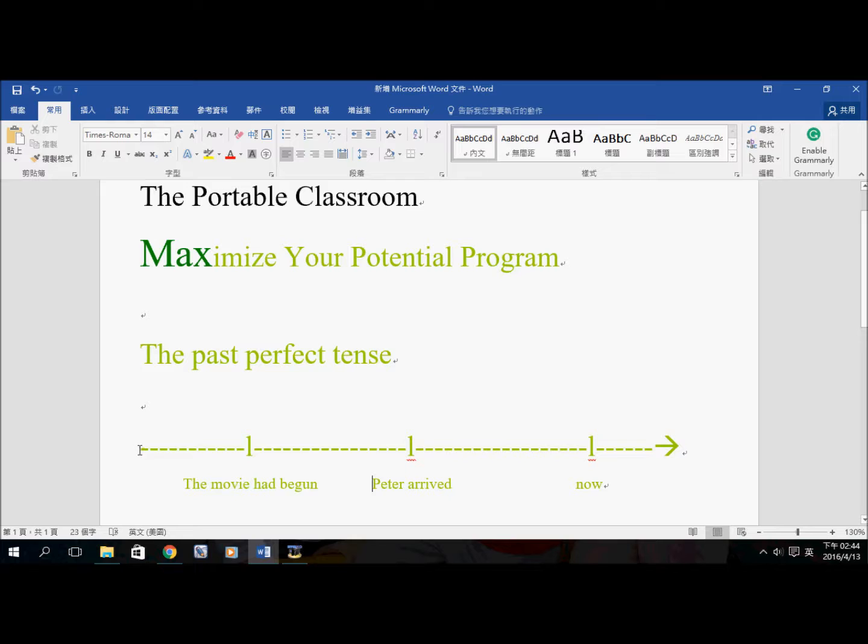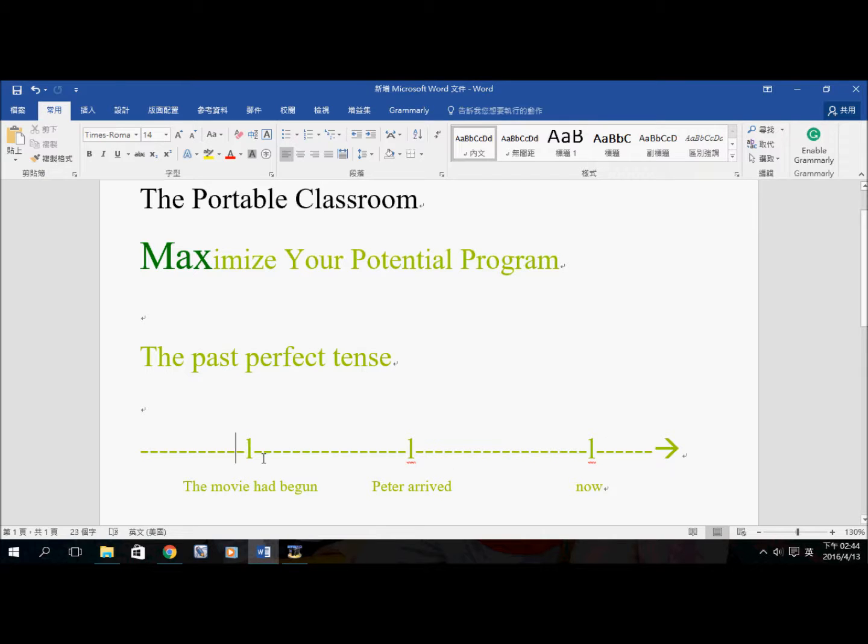So take a look at this timeline over here. This is now. All right, so the movie had begun and Peter arrived. On this timeline, you can clearly see that Peter arrived after the movie had begun. So if you want to talk about something that happened before a past event, you can see this is past tense, Peter arrived. Now he's here, this is past. So Peter arrived, but the movie had begun before he arrived. So if you want to talk about when the movie had begun, we have to use the past perfect tense.